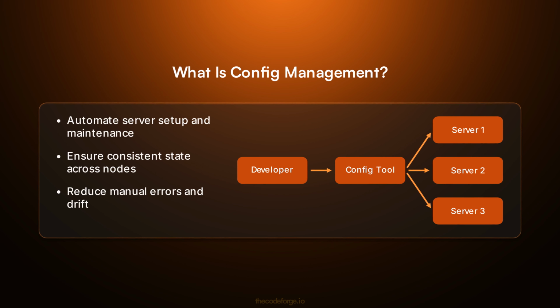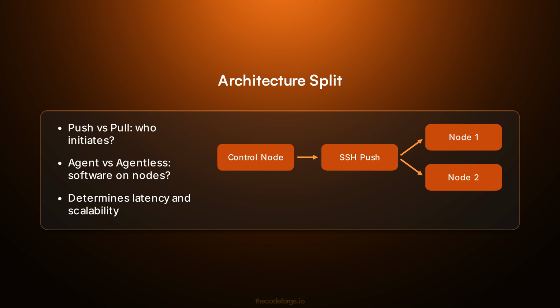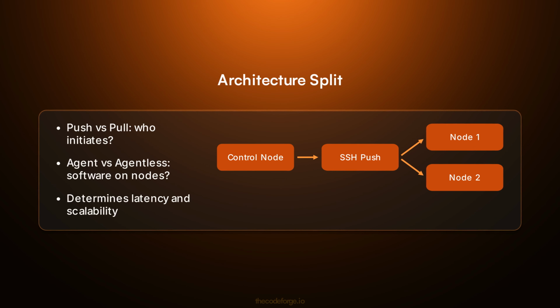Configuration management tools let you define your infrastructure as code. Instead of SSHing into each server manually, you write a playbook or recipe that describes the desired state, and the tool makes it happen. The fundamental architectural split is push versus pull and agent versus agentless.